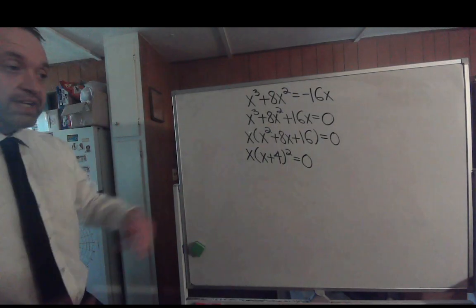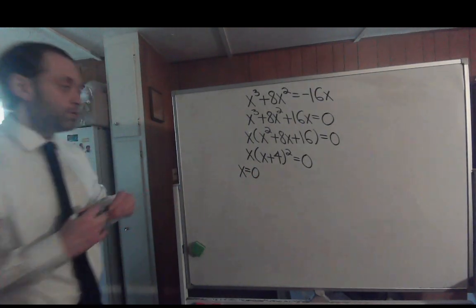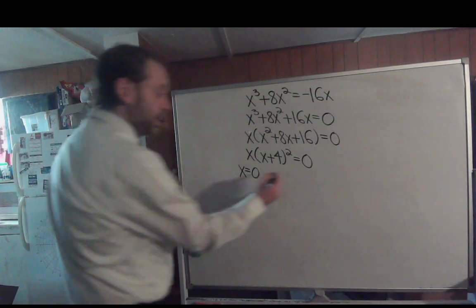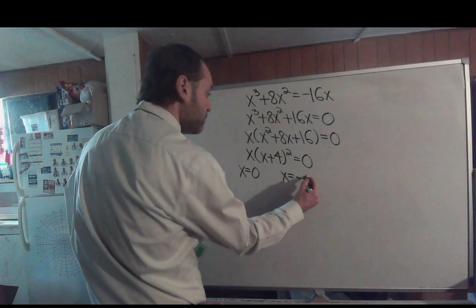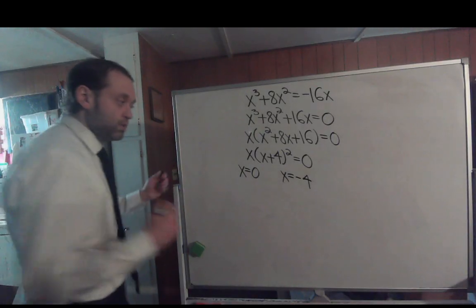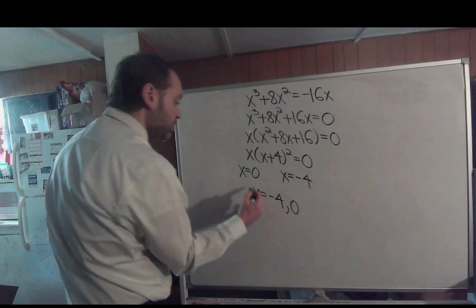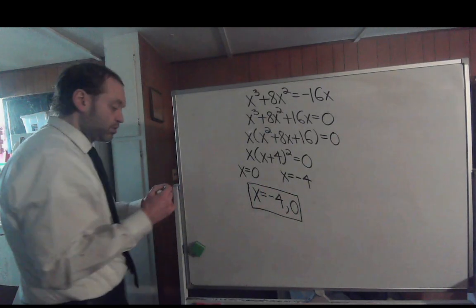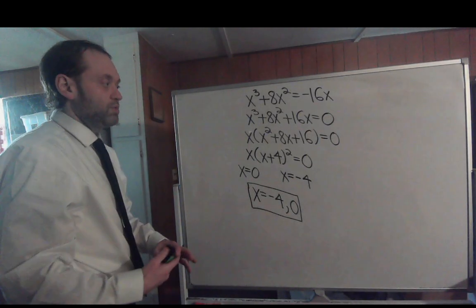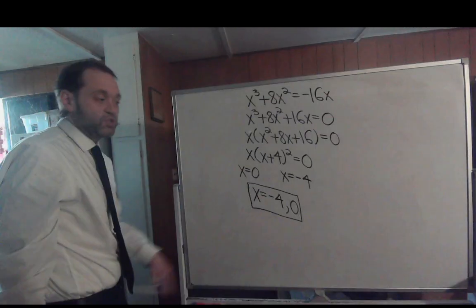Well, let's see. Set each of these factors equal to 0. X itself equals 0, right? Now, that x plus 4, it's raised to the second power. So x would equal negative 4, but that negative 4 will actually count for two of your zeros since the factor using it is raised to the second power. So x would equal negative 4 and 0. And graphically, we're going to talk about what that means when you have powers of factors pretty soon. So technically you actually have 3 real zeros because that -4 occurs twice, but you only have to list it once.